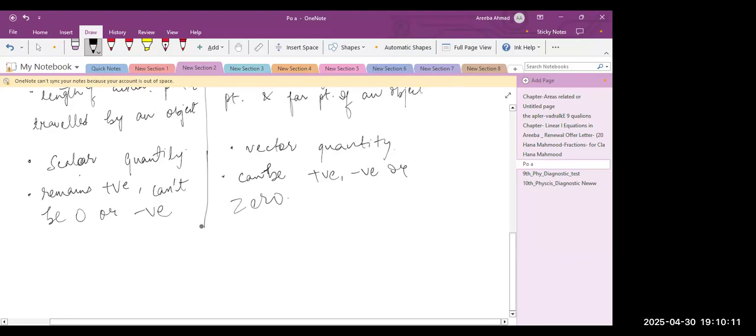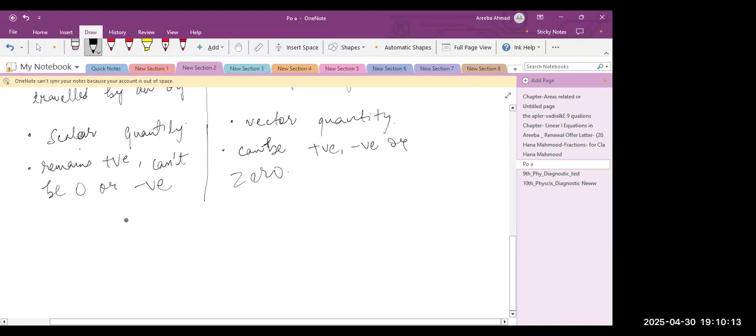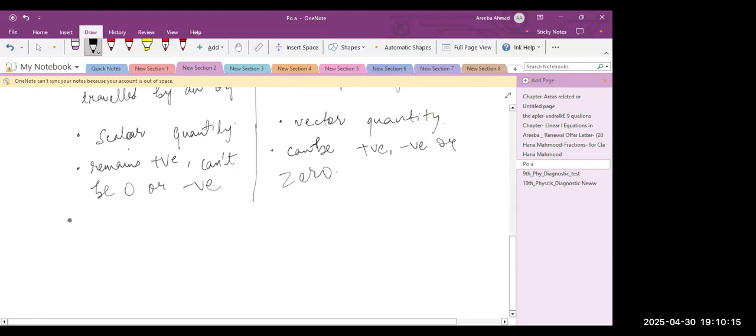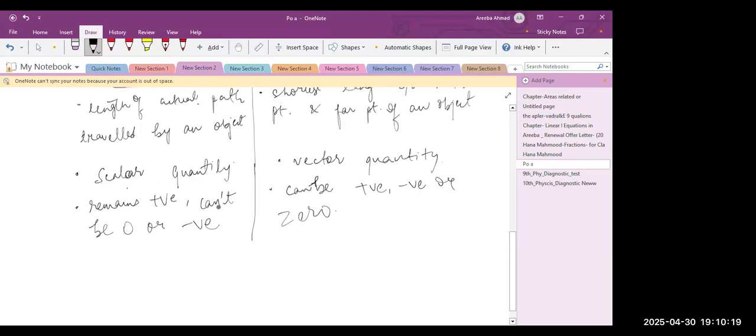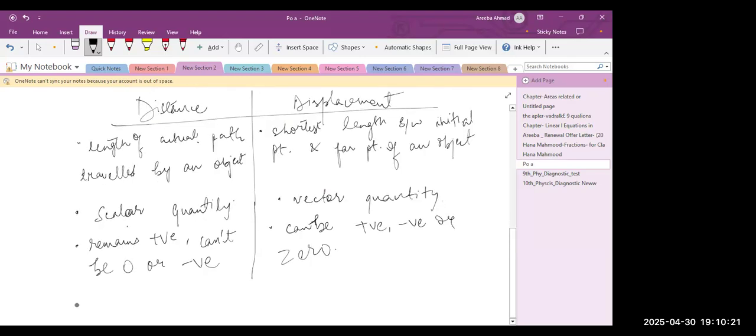Yes, Ram is written till here. Can you go up? Achha, okay. Now, last point. Distance can be equal to displacement. Of course, in some cases, distance and displacement can be equal.